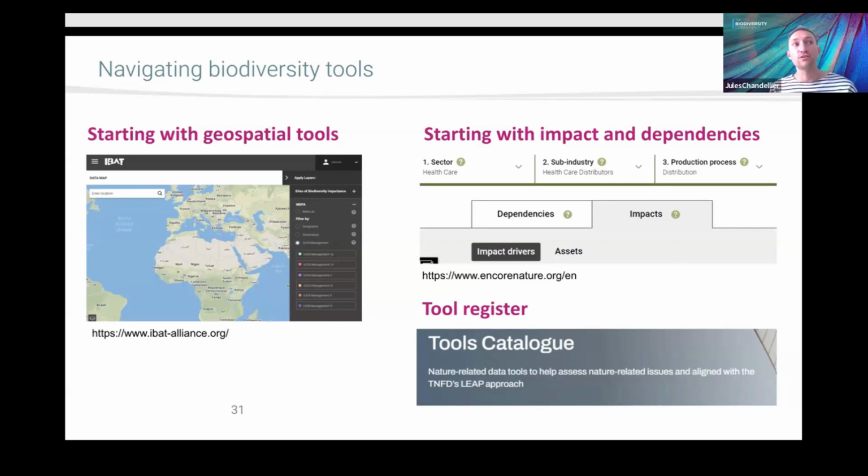So this is very good to start getting a better understanding of where actually the impacts are. It can also be an interesting tool to start prioritizing if you work in different sectors, in different sub-industries, to have a prioritizing exercise to understand where to put some more effort. It's a very good tool to get started.